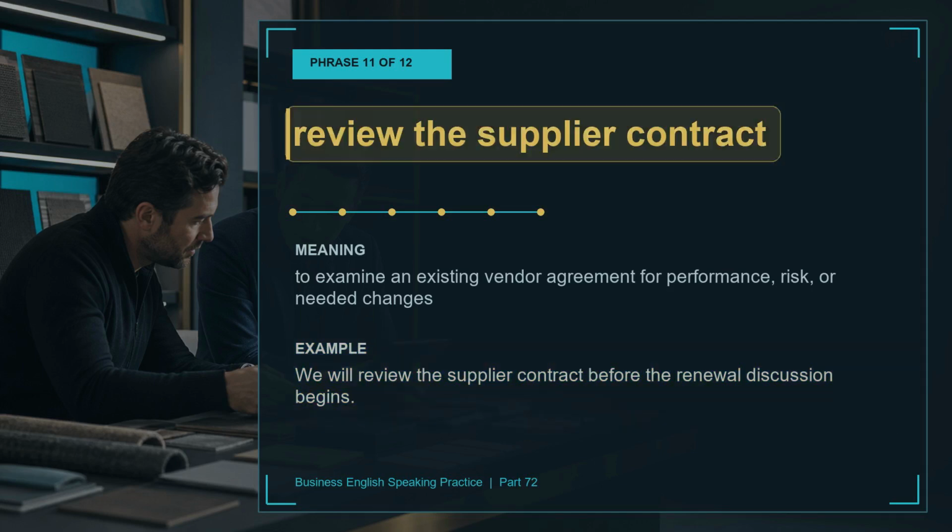A review checks whether terms remain suitable and obligations are being met. It can identify changes needed at renewal. Use this phrase during relationship governance or before a significant decision. Now repeat. Review the supplier contract.